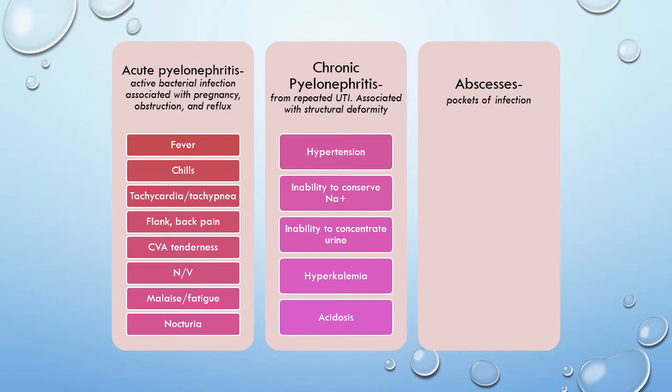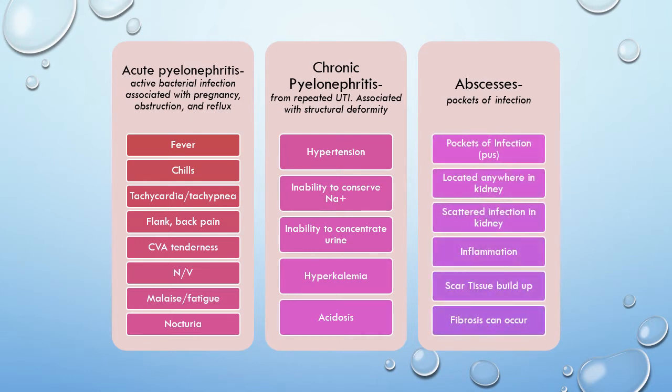Abscesses are pockets of infection. These pockets of infection are generally filled with pus. They can be located anywhere in the kidney. This runs into scattered infection throughout the kidney. There will be inflammation, scar tissue buildup, and the possibility of fibrosis occurring.